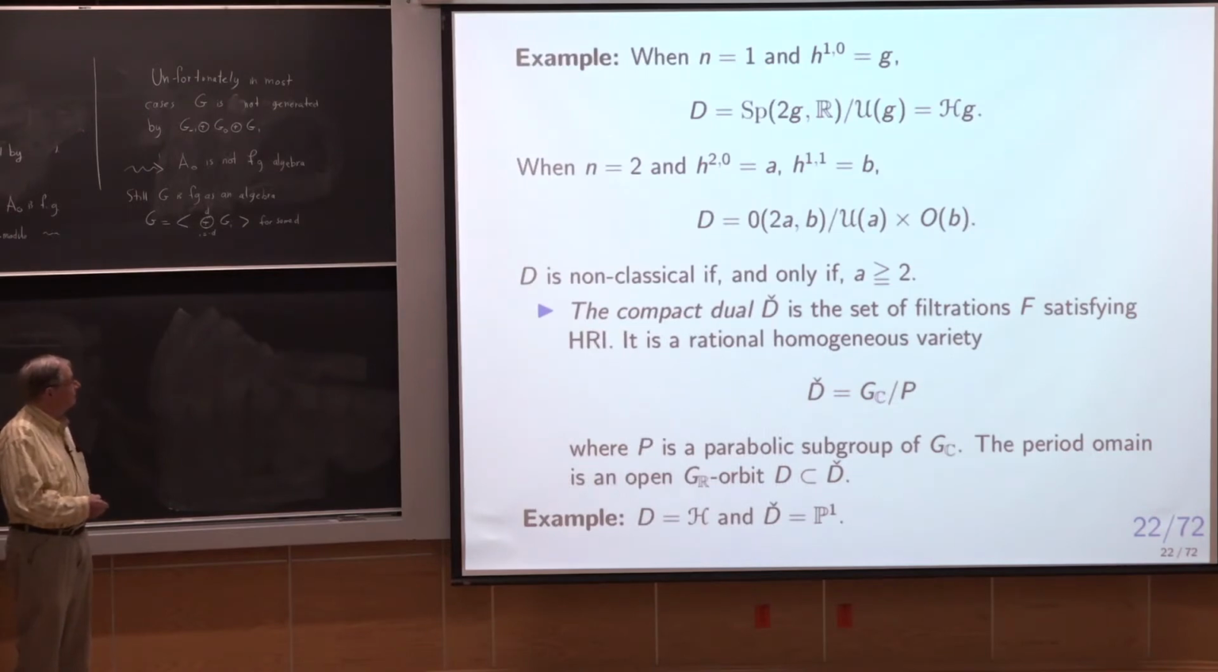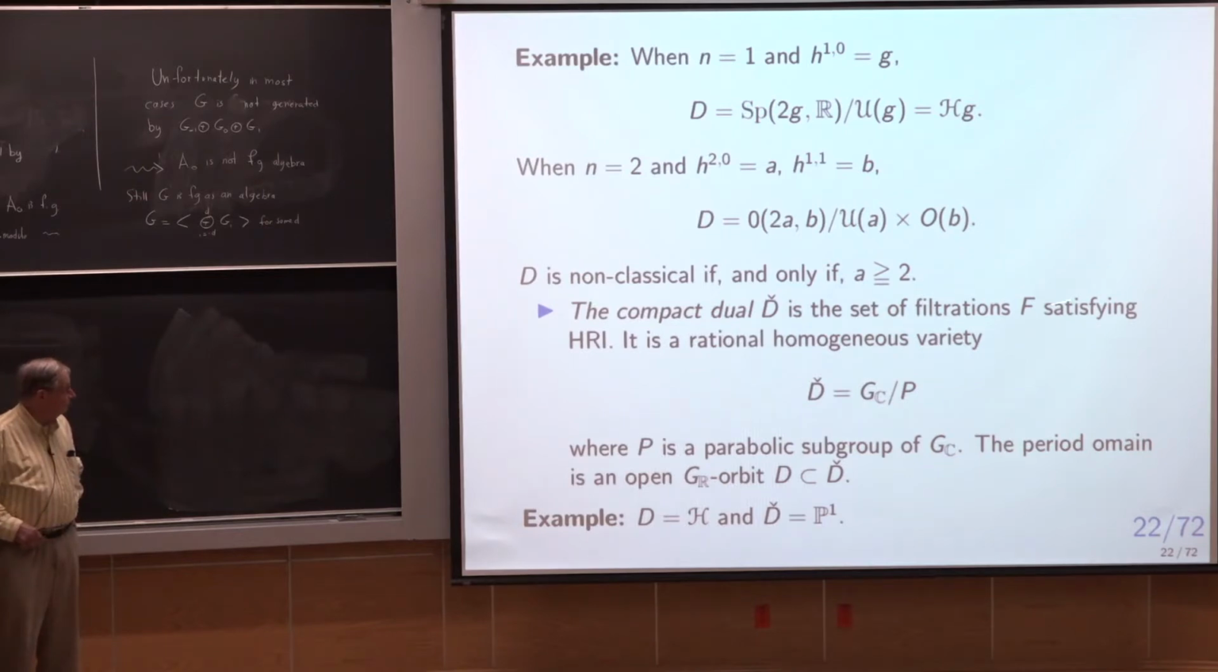So this is the case weight 1, the so-called Siegel upper half plane, and weight 2, where the period domain is an indefinite orthogonal group divided by a unitary group cross an orthogonal group. Non-classical means that the a is at least 2. So you have SO(4, something). The classical case where a is 1, those are K3s.